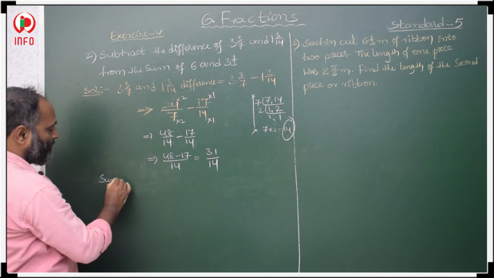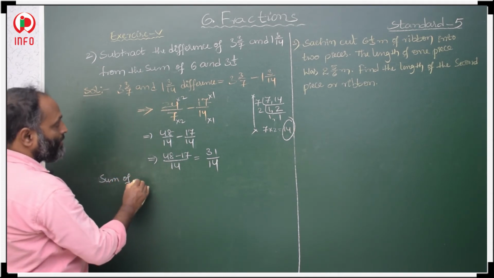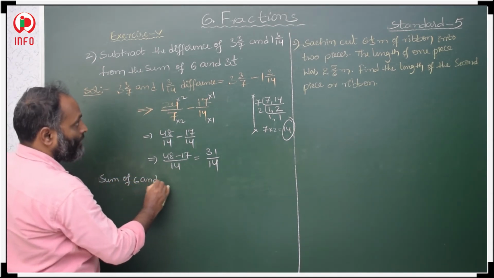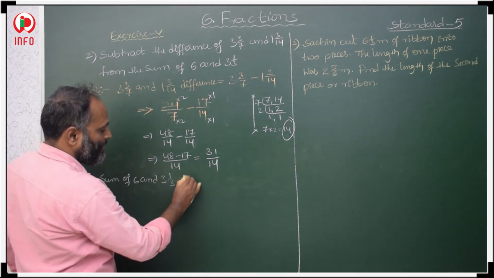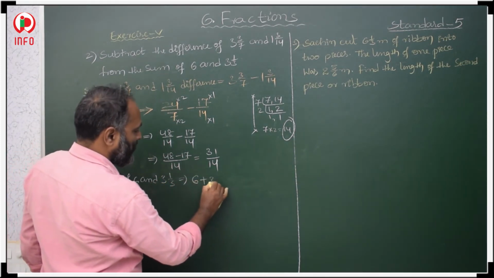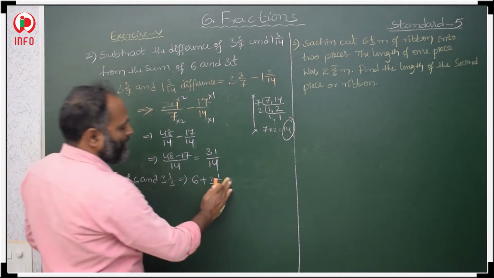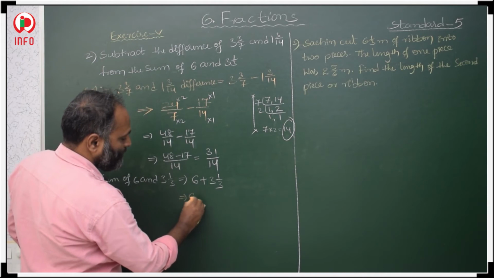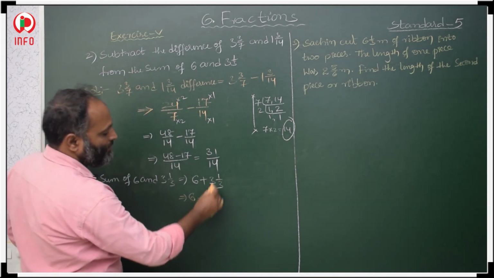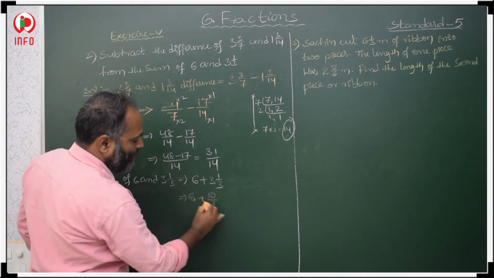Sum of 6 and 3 1 by 3, that is 6 plus 3 1 by 3. 6 as it is, 3 3s are 9, 9 plus 1 is 10, 10 by 3.